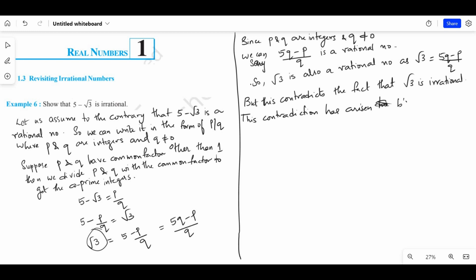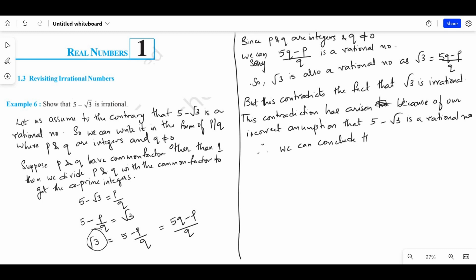because of our incorrect assumption that 5 minus root 3 is a rational number. Therefore, we can conclude that 5 minus root 3 is irrational. Okay, hence proved.